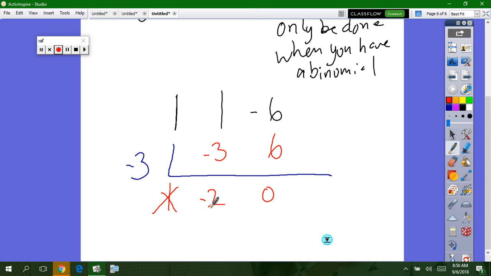This 6 right here, I take this number times this number. So -3 times -3. Yes, sir. You always bring it down, hence that little number right there. Does that make sense? All right, here we go.